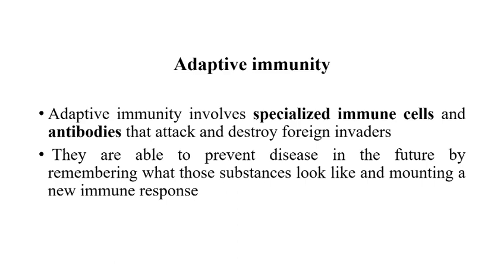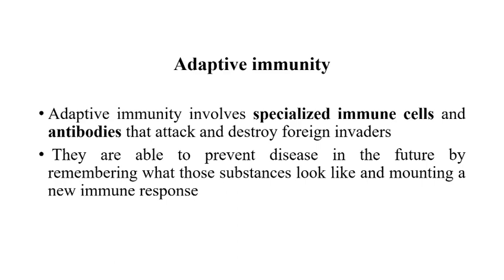So when a pathogen enters a body and is not controlled by the immune cells of the innate immunity, then the adaptive immunity takes its role. This adaptive immunity involves specialized immune cells, the B cells and the T cells. The B cells produce the antibodies. They are able to prevent disease in future also by remembering what those substances look like and mounting a new immune response.